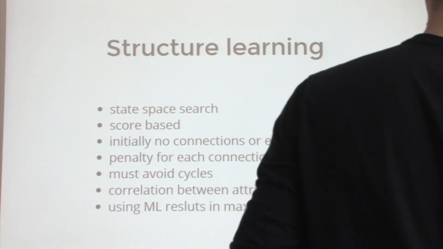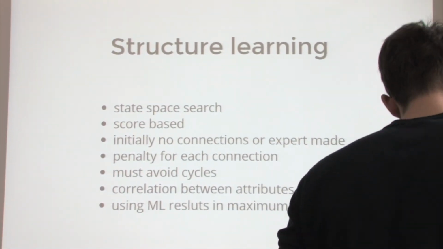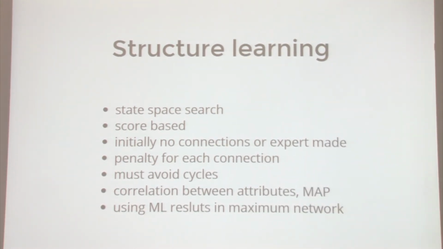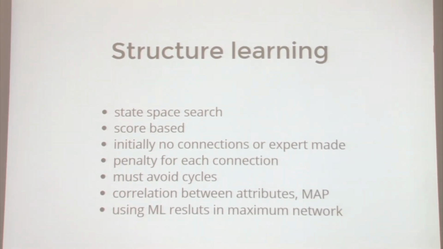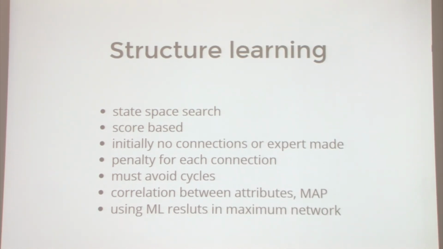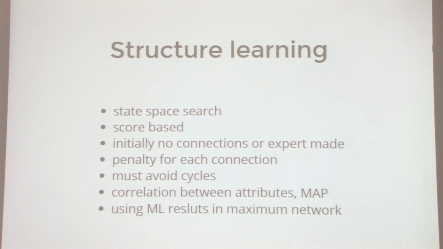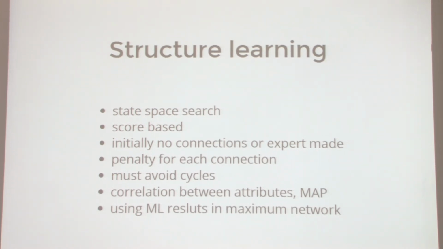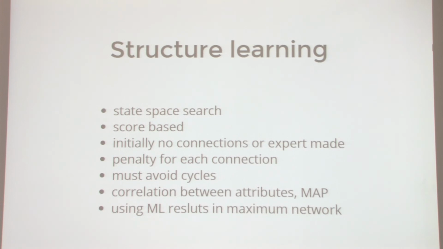Also, what's important to remember is that you must avoid cycles, because when you have a cycle, the Bayesian network is really useless. What it does is map the chain rule onto your attributes intelligently, and if there are cycles, it cannot do that. So we also have to check the graph for cycles when we do structure learning.